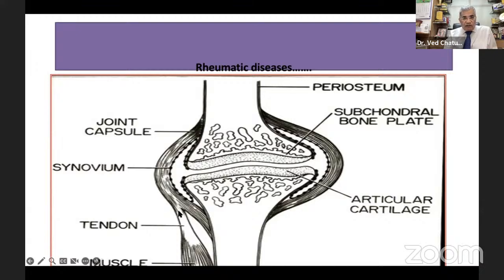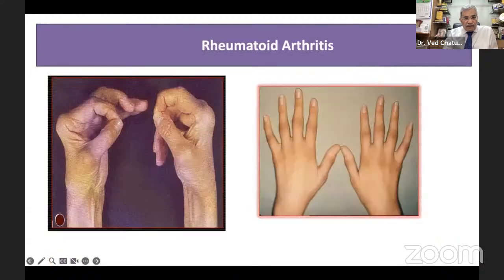And if the basic pathology is in the tendon, that is spondyloarthropathy. So they are different diseases. Today, what I am talking to you about is the disease of the synovium, which is called rheumatoid arthritis. When we were students, because no treatment was available at that time, patients used to come late, and we were told rheumatoid arthritis will come like this.